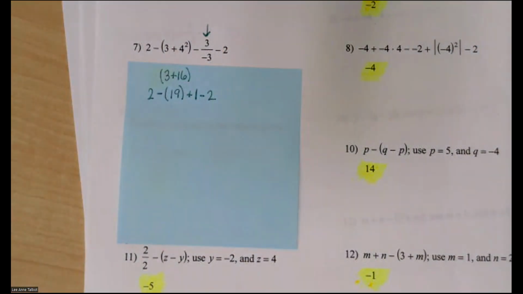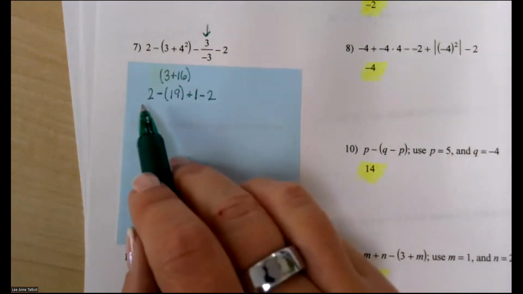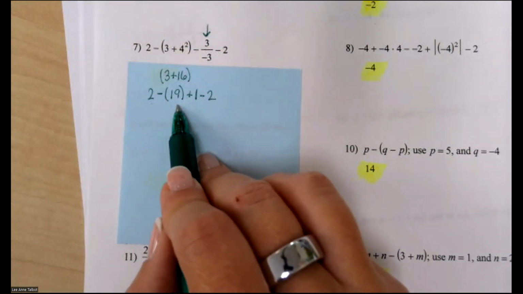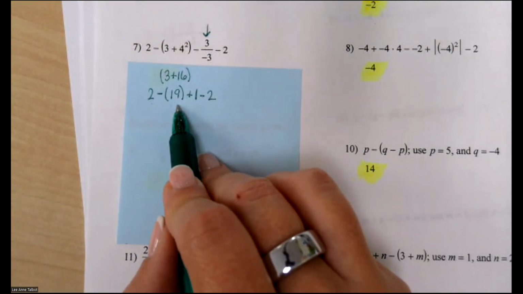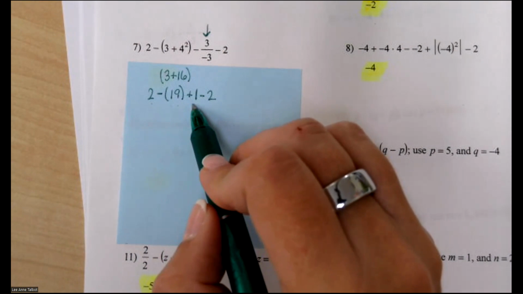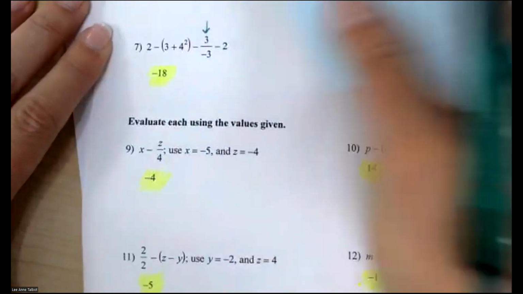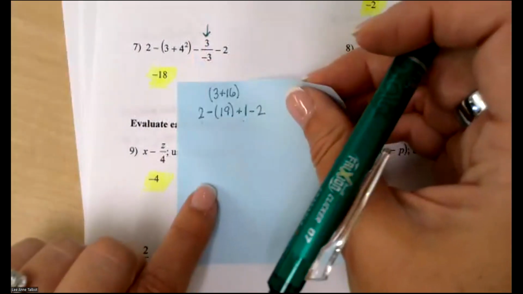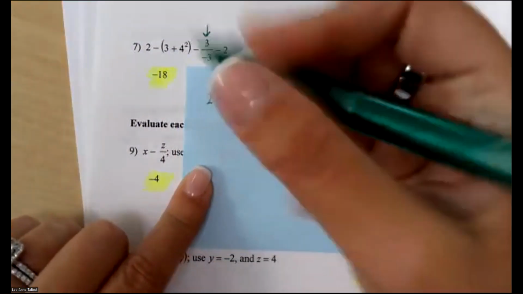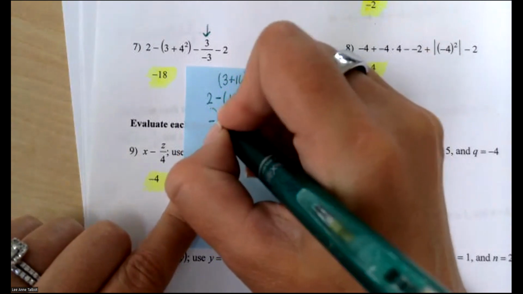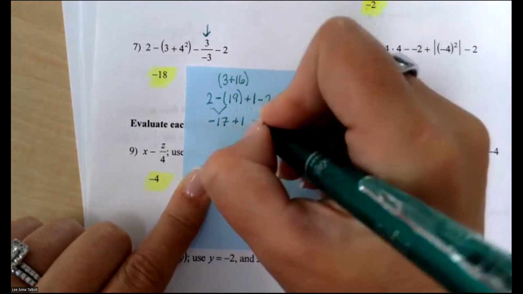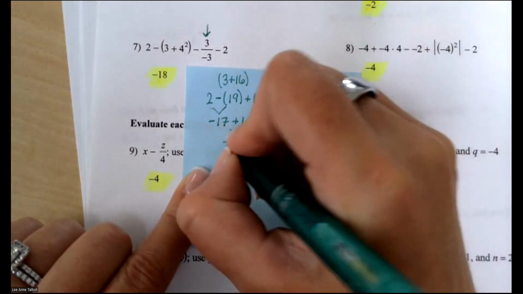Okay, now what you do is you go left to right. So 2 minus 19 is negative 17, plus 1 is negative 16, minus 2 is negative 18.